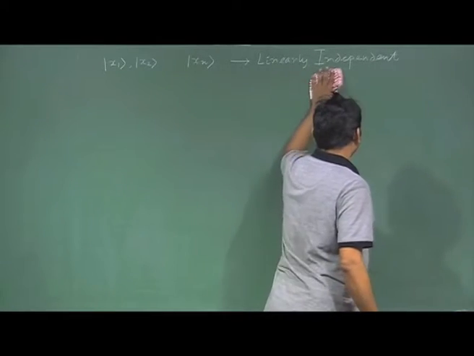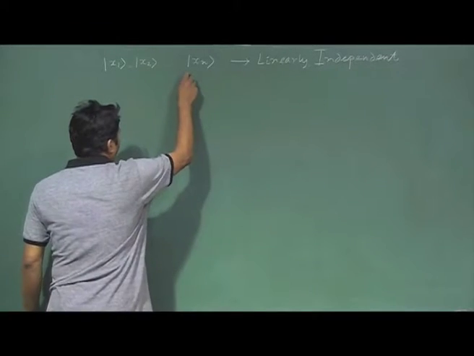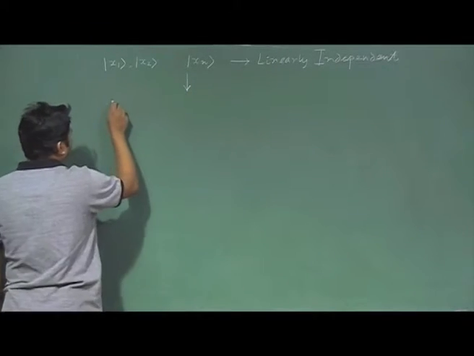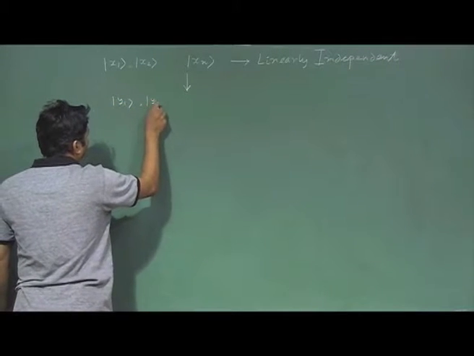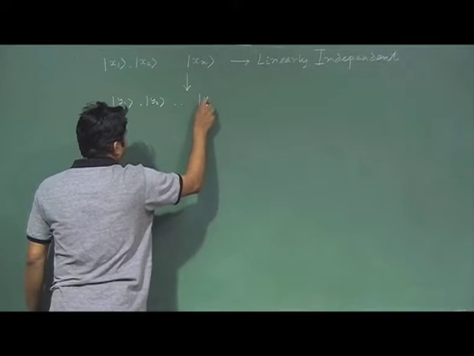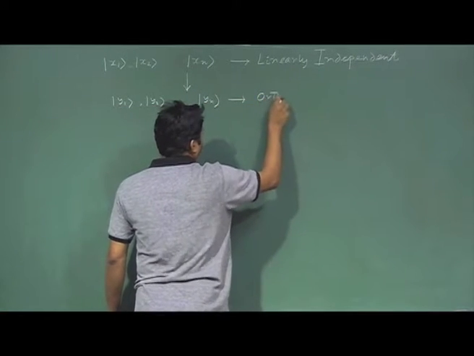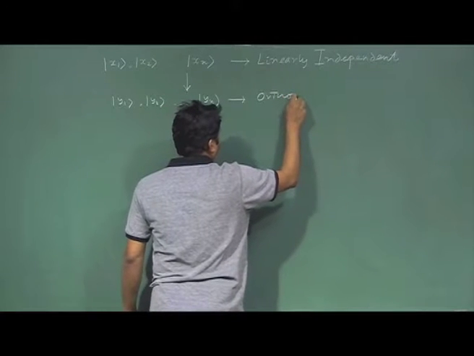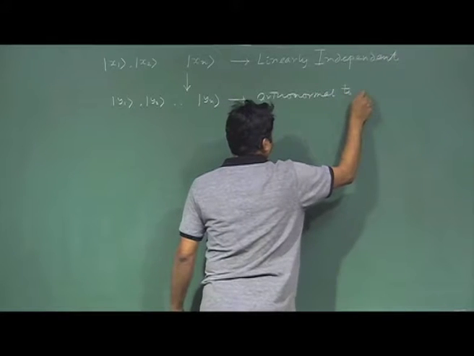But the question is different. I want to form from that another set of vectors, say y1, y2, ... yn, which are orthonormal to each other.